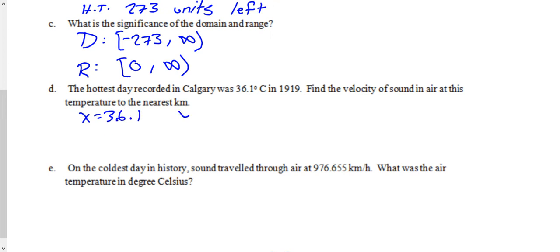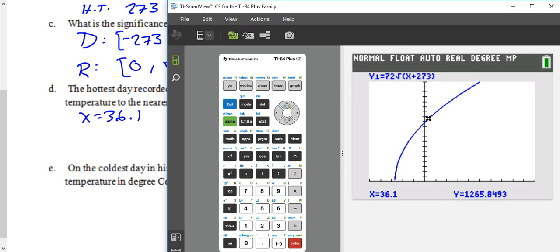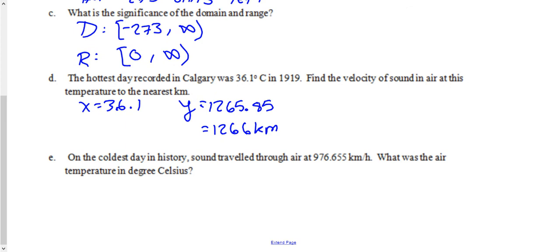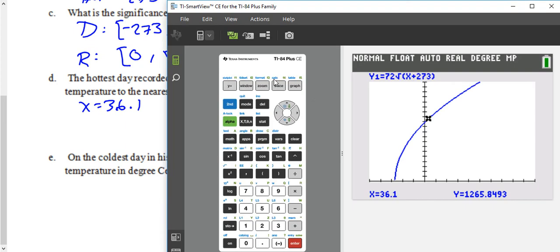So I'm going to say x equals 36.1. Y has to equal, and this is straight calculator, 1265. And that was 1265.85 technically. Oh wait, it says to round to the nearest kilometer, so this is 1266 kilometers for our y value with a temperature of 36.1 degrees. And for part E, and again, that was straight graphing calculator. What did I do? I hit my trace button and typed in 36.1 and I got my y value.